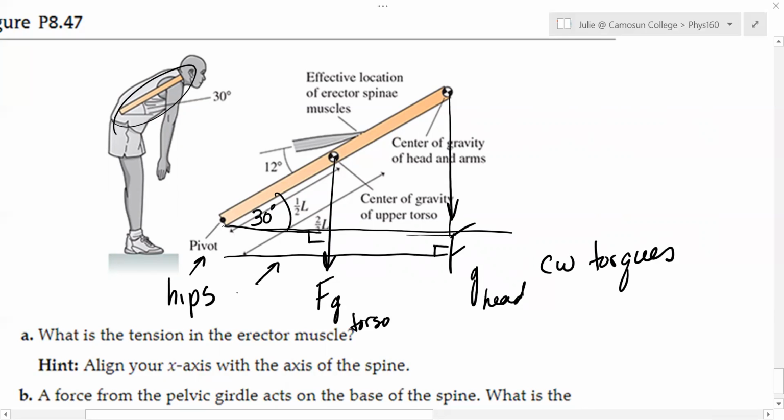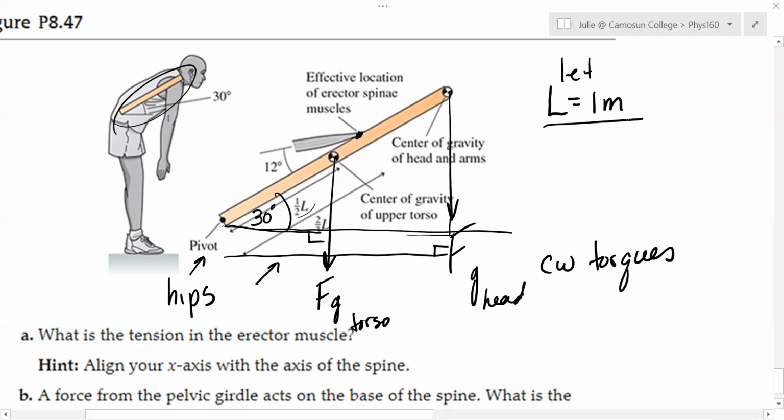the full. Now, notice how they don't tell you how long your torso is, but they tell you that the center of mass is halfway up, half L, and that 2/3 L is where the attachment of the erector spinae muscles is. And then obviously L is the full length. Now, L is going to cancel out everywhere, but if it bothers you, just let L be something. How far do you think it is from your head to your hips? Maybe a meter. Just let L equal 1 meter, and then you can calculate all the distances.